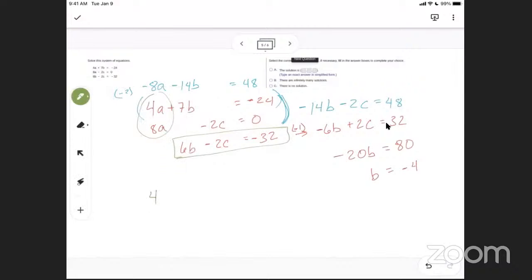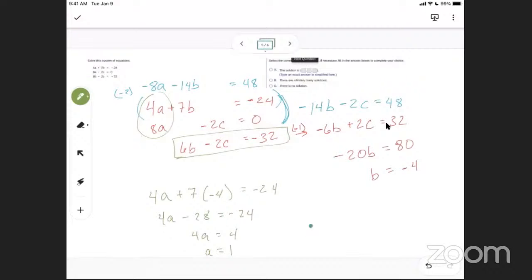So 4a plus 7b, which is -4, equals -24. Let's solve for a. So 4a equals -28. I'm sorry, not equals, plus. Let's start over. 4a minus 28, excuse me, equals -24. Add 28 to both sides. You get 4, so a equals 1.